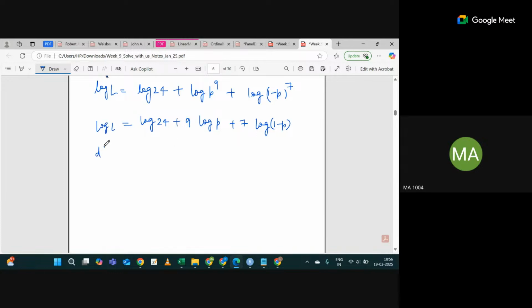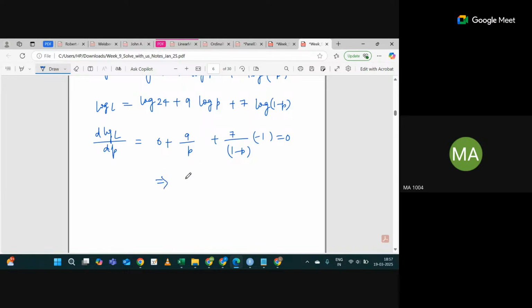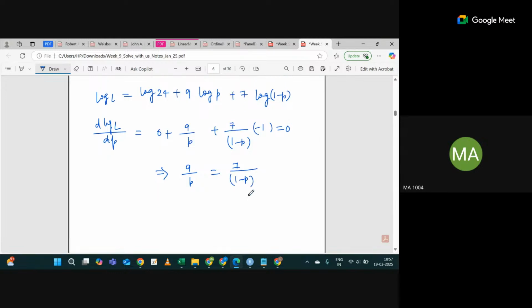I have to take the derivative now with respect to P. This is a constant, so it will be 0, and here I will get 9 by P and this is 7 divided by 1 minus P. But again you have to differentiate 1 minus P, so it will be minus 1. Set it equal to 0. Now the next task: 9 by P equals 7 divided by 1 minus P, right?